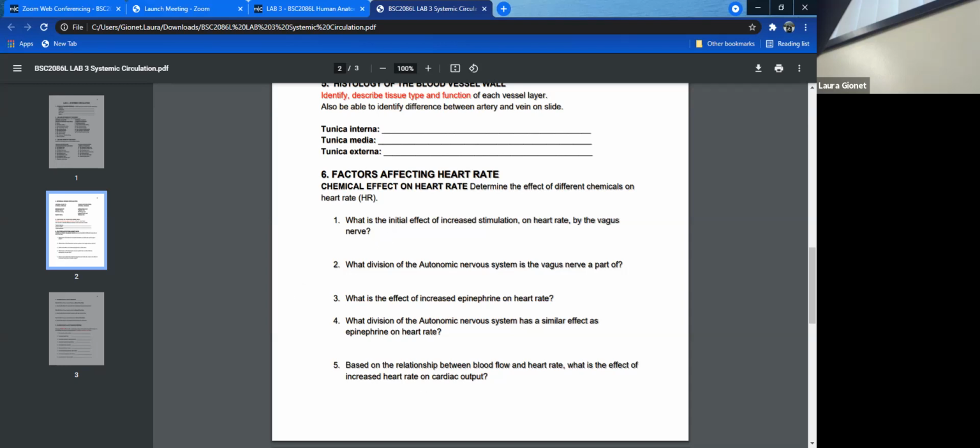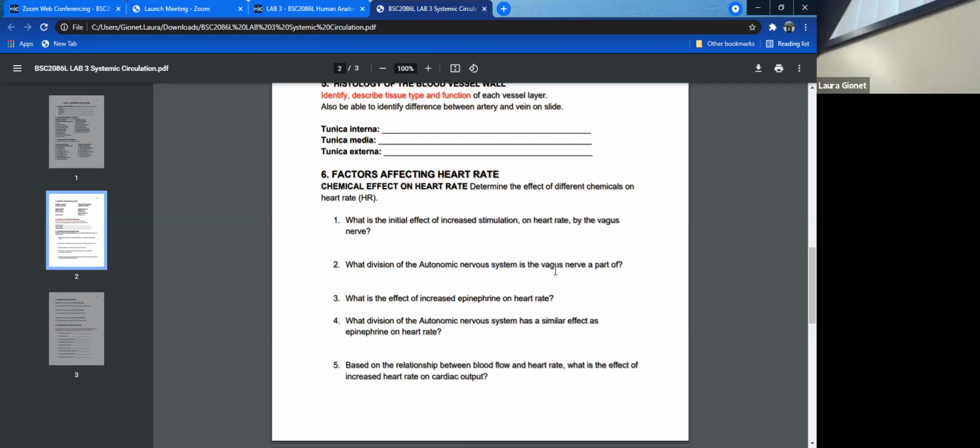So number one says, what is the initial effect of increased stimulation on the heart by the vagus nerve? So if we stimulate the vagus nerve, cranial nerve 10, what effect does that have on heart rate? Actually, it helps to answer number two first, which will make more sense: what division of the autonomic nervous system is the vagus nerve part of? Well, it is part of the parasympathetic division.